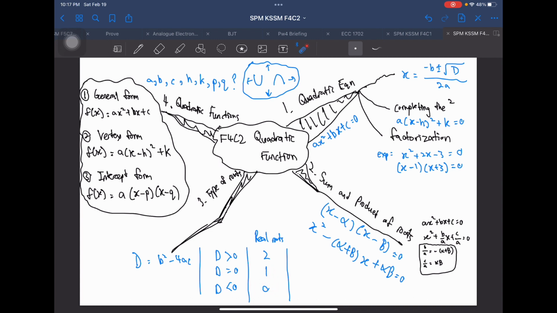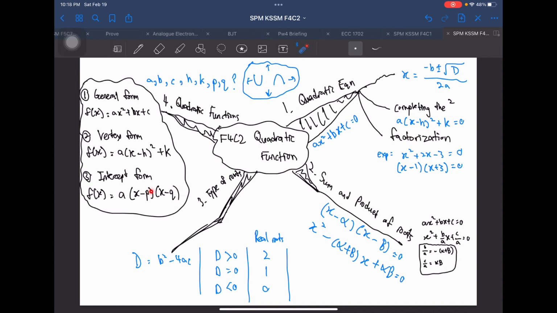Let's move on to the final part of this chapter, which is the quadratic function. First of all, any quadratic function can be represented in three forms. The general form: f(x) equals ax squared plus bx plus c. The vertex form, or the completing the square form: a times (x minus h) squared plus k. The intercept form: f(x) equals a times (x minus p)(x minus q). And this p and q are actually the intercepts of f(x).